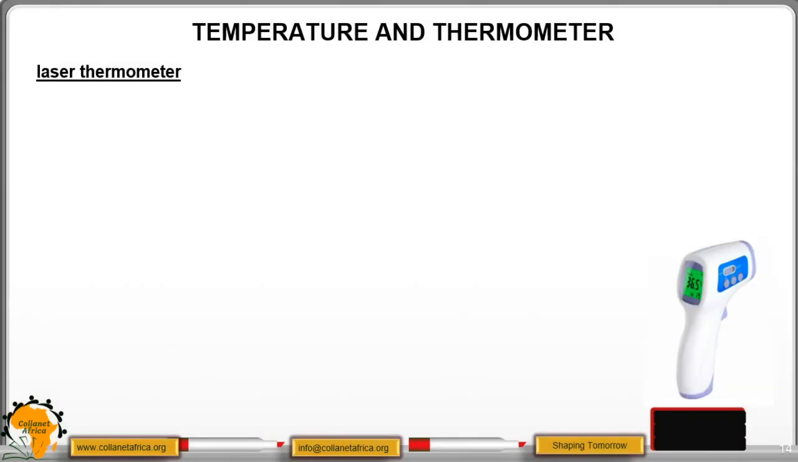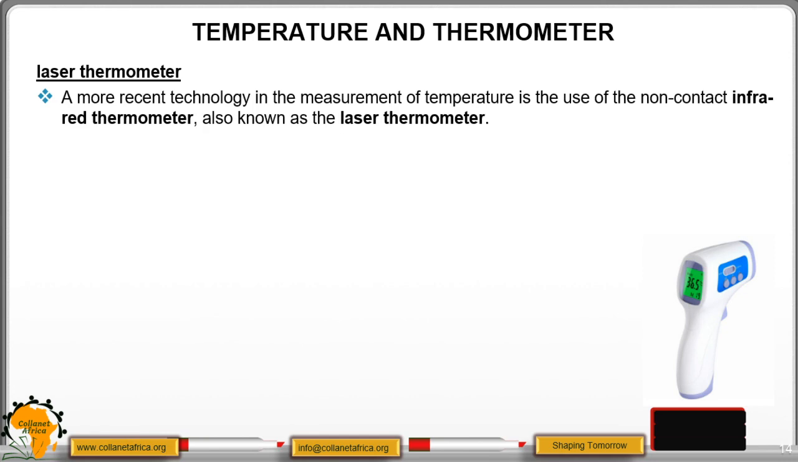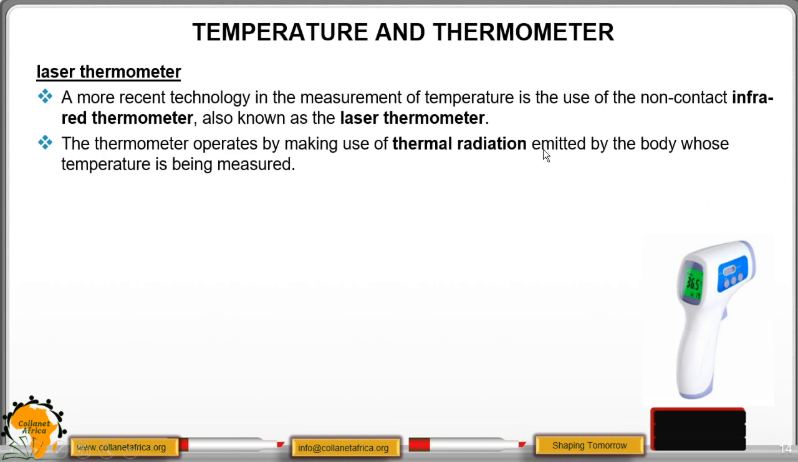From there, we have the laser thermometer. As you have seen in the diagram, this is what we call the laser or infrared thermometer. Again, this one is used to measure the temperature of moving objects. It is used when we don't need to make contact. That is why we are calling it infrared or laser, because it operates by the use of thermal radiation. When the body emits thermal radiation, this thermometer is able to detect it, and you're able to get the reading of the body temperature.